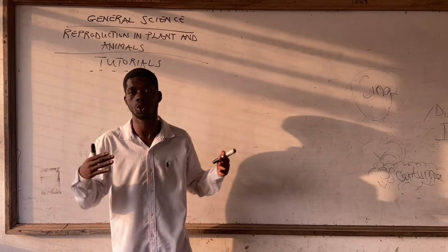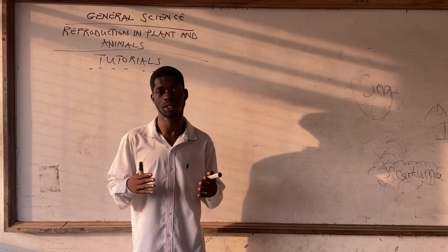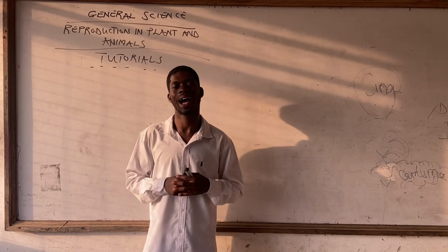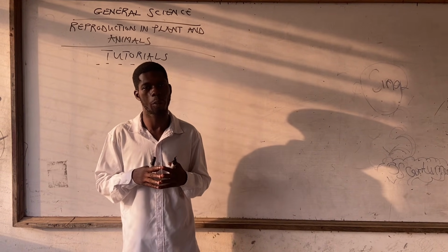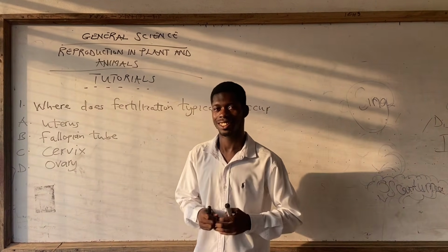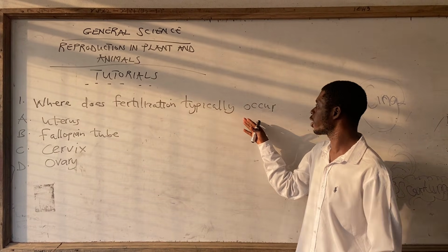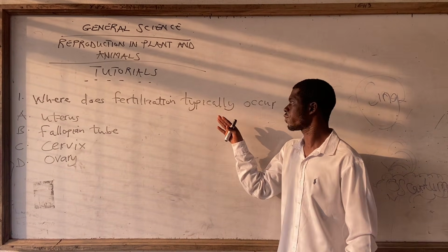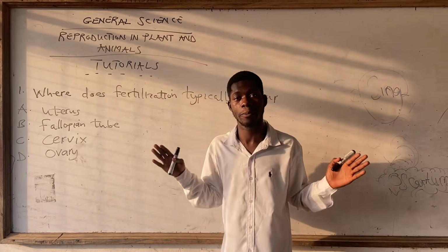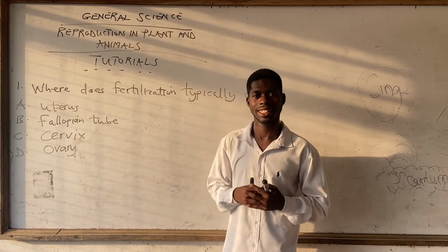Today we are coming to solve questions about reproduction in plants and animals. We are coming to solve more questions on that to deepen your understanding of that topic. Okay, so our first question says, where does fertilization typically occur? It means, where does fertilization first take place?